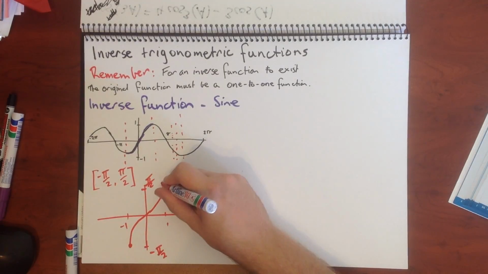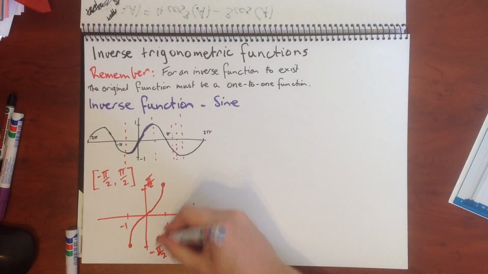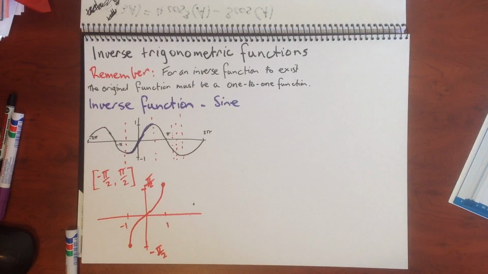It has closed dots because we're including our endpoints. Remember that when we take our inverse, we switch our domain and range, and therefore we switch our x and y values. So it looks something like that.